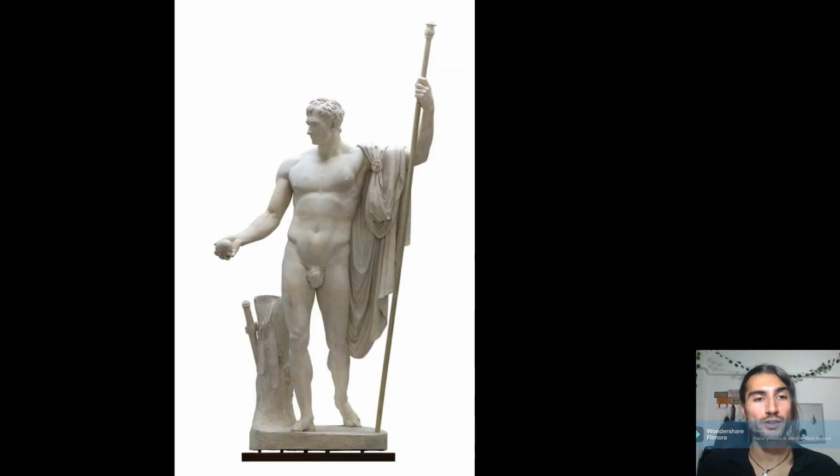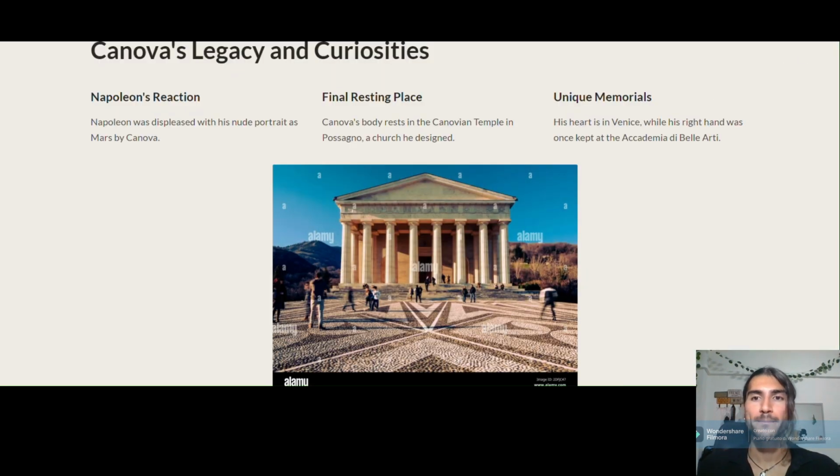There are also some interesting stories about Canova and his works. For example, one of his most famous sculptures, Napoleon as Mars the Peacemaker, caused quite a stir. Napoleon, who commissioned the work, was not happy when he saw himself completely nude as a statue. Canova defended his artistic choice, saying that the nudity was inspired by ancient Greek athletes, but Napoleon still found it a little bit excessive. After Napoleon's defeat in the Battle of Waterloo, the British commander Lord Wellington took the statue as a trophy, and it is now displayed in his own home.